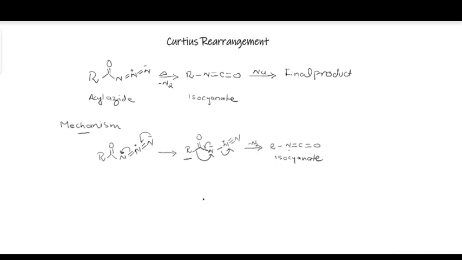And this nitrogen allows the R group to get attached in the form of a nucleophile. So the R group actually brings the electronic pair towards the nitrogen. So this nitrogen actually is electron deficient. So it is the rearrangement of a carbon towards an electron deficient nitrogen. So this whole rearrangement process is known as Curtius rearrangement.